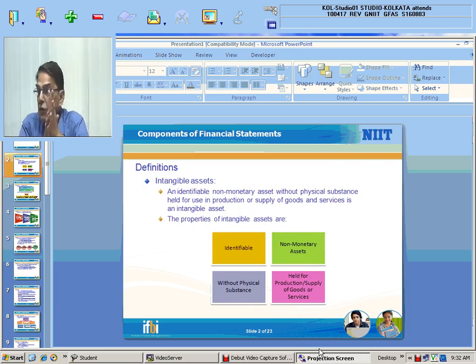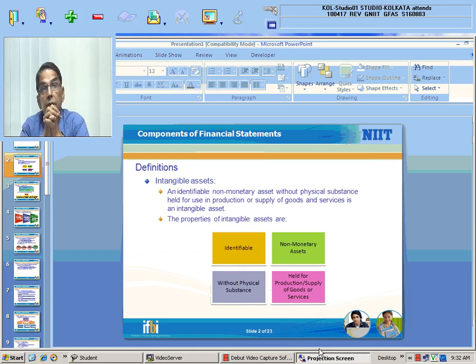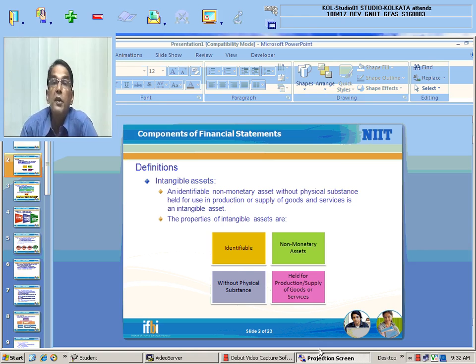So what are intangible assets? Let's first try to understand the nature or definition of intangible assets. An identifiable non-monetary asset without physical substance, that means no physical form, held for use in production or supply of goods and services is an intangible asset. So it must be identifiable. It must be non-monetary. And it must be without physical substance. And it is held for use in production or supply of goods and services. That is called an intangible asset.